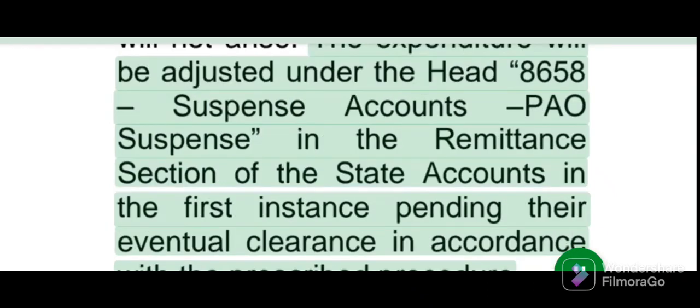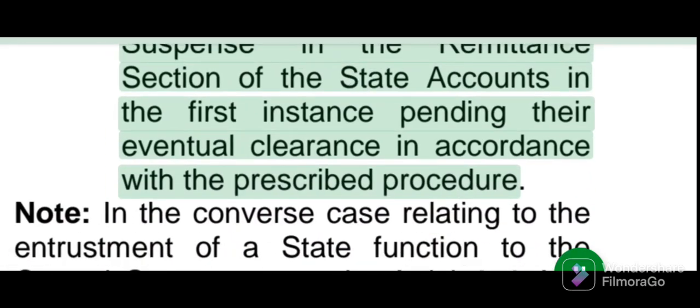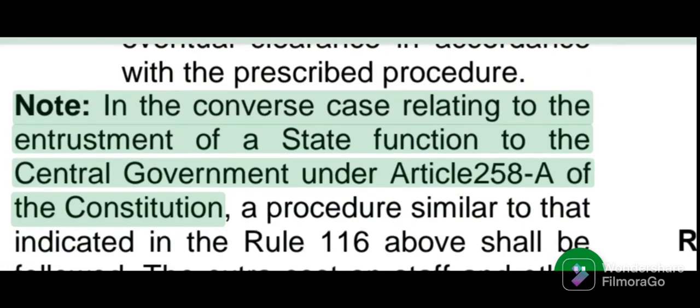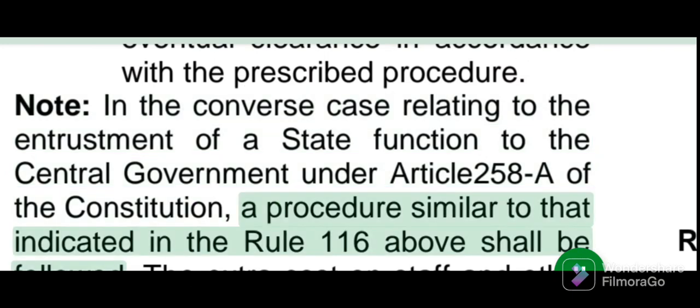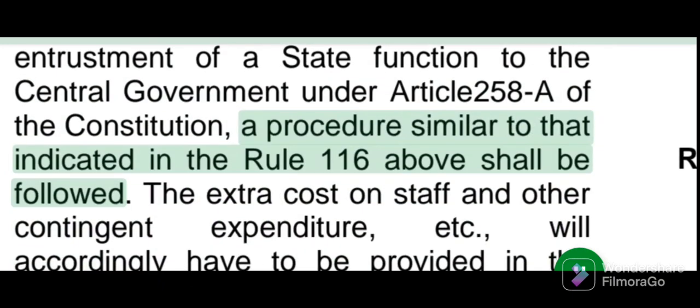The expenditure will be adjusted under the head 8658 Suspense Account, Suspense in the remittance section of the state accounts in the first instance, pending their eventual clearance in accordance with the prescribed procedure. Note: in the converse case relating to the entrustment of a state function to the central government under Article 258A of the Constitution, a procedure similar to that indicated in Rule 116 above shall be followed.